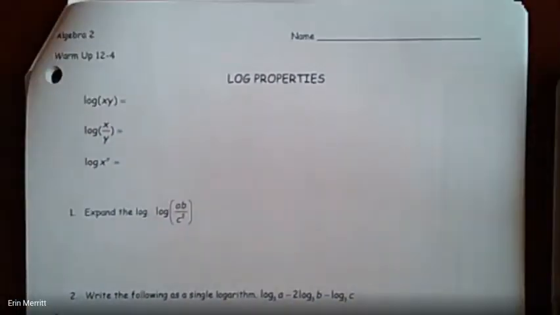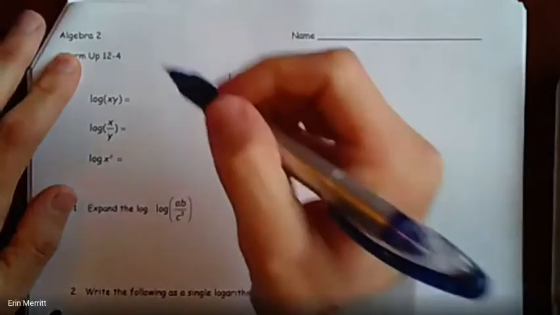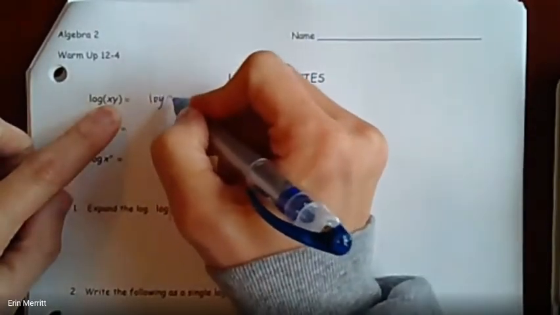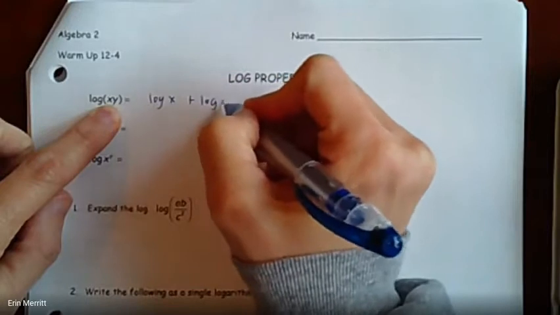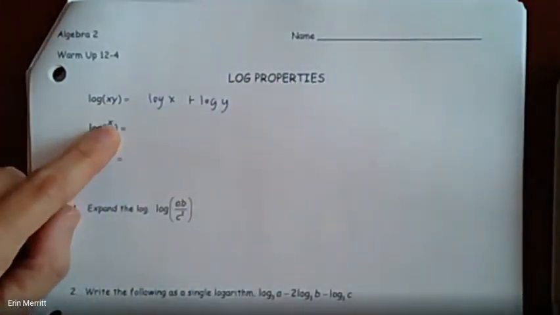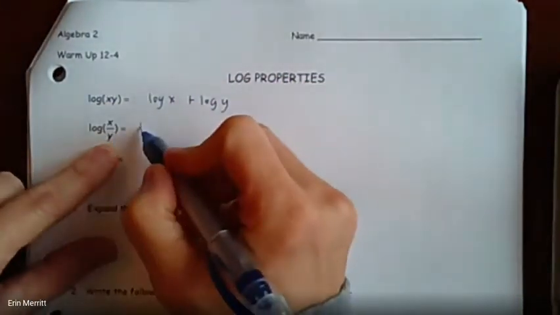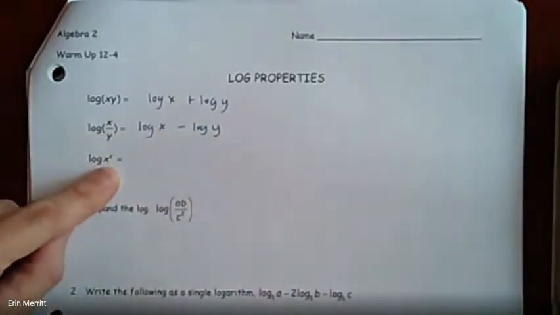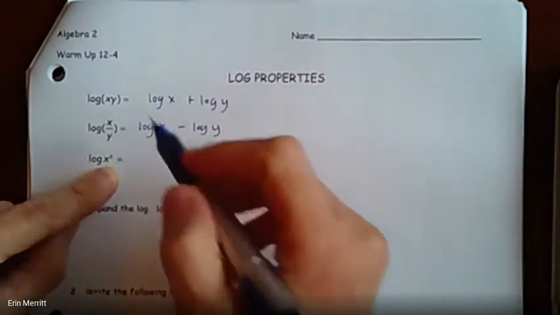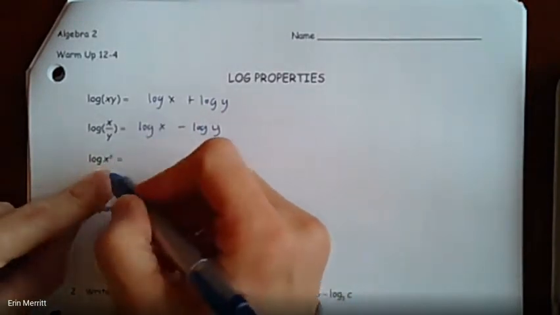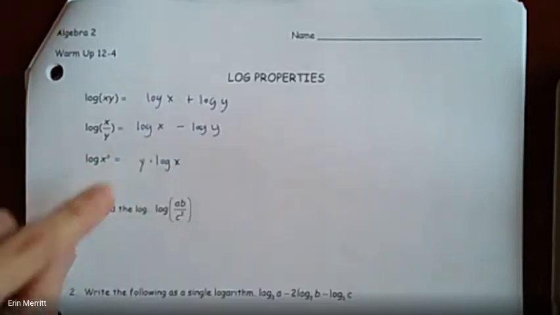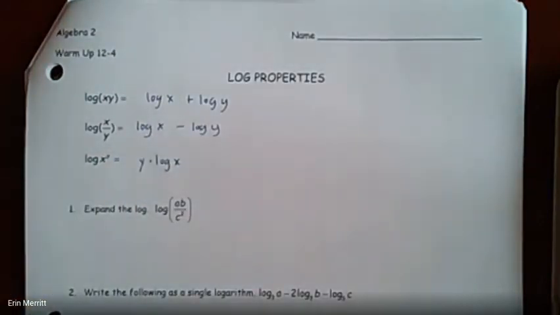So really quickly, the log rules from yesterday: if you're multiplying the log of two things, think multiply bases, so I add exponents. So we can split it up and add them as two separate logs. When you divide bases, you subtract exponents, so it's log of x minus log of y. And when you have a power raised to a power, you multiply, so the y drops out front times the log of x. All right, so those are your three rules.